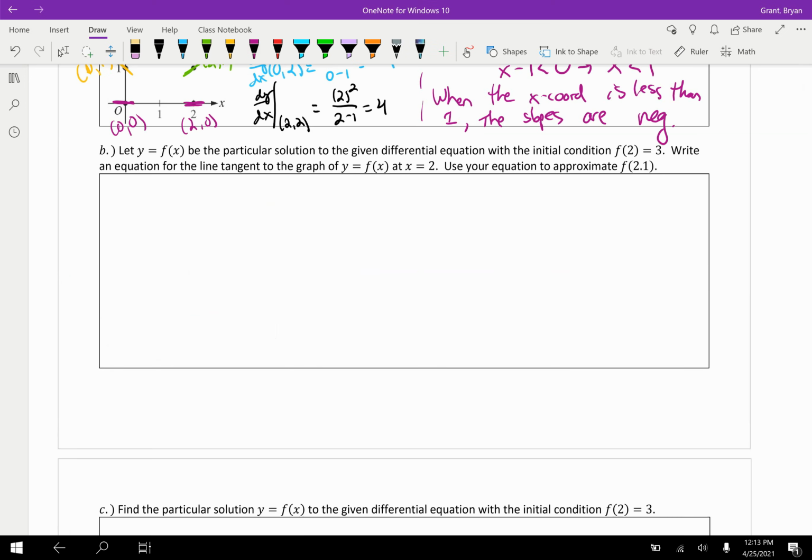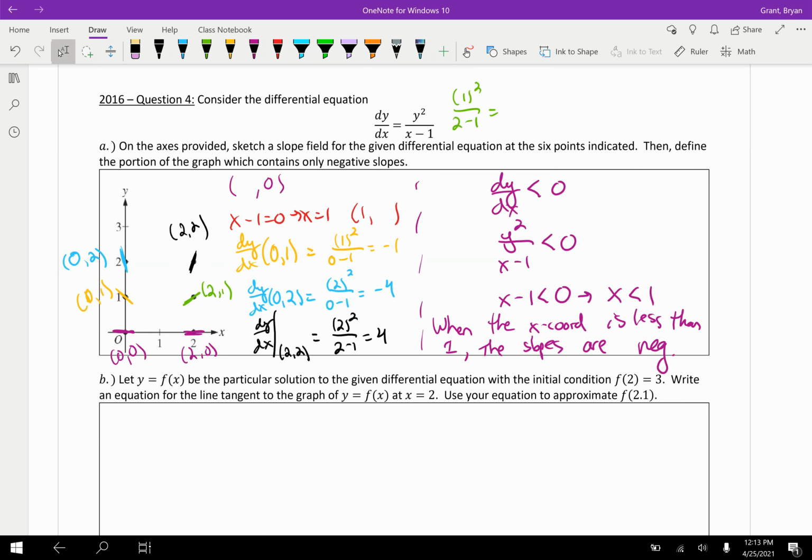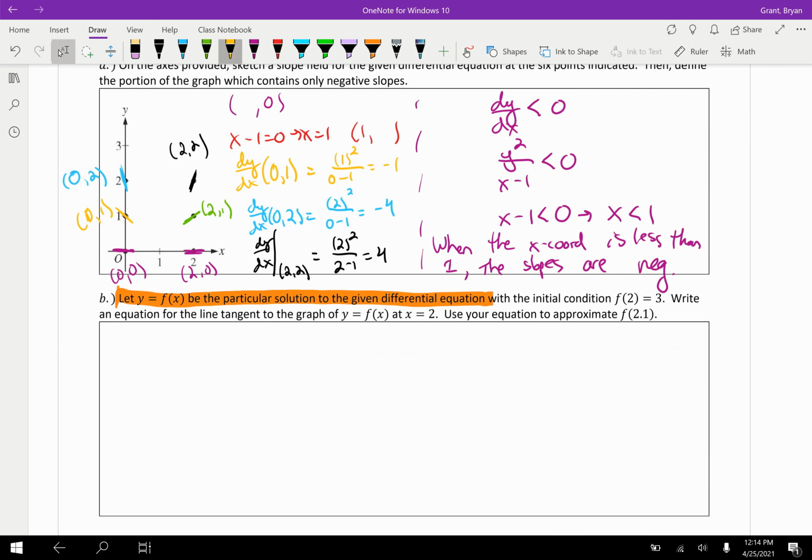All right, let's move on to part B. Let y equals f of x be the particular solution to the given differential equation. Now, this phrase is kind of that buzzword phrase where if you see it, you should really key in and say, ooh, I think this is the one that's worth lots and lots of points. Because ultimately what would happen is they would ask you to try and solve this differential equation so that you only have x and y, and you can figure out the original equation whose derivatives match the differential equation there. However, as you carry on, it says, write an equation for the line tangent to the graph of y equals f of x at x equals 2, and use your equation to approximate f of 2.1.